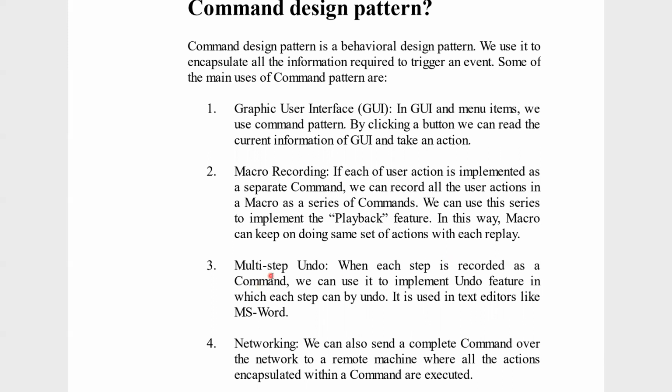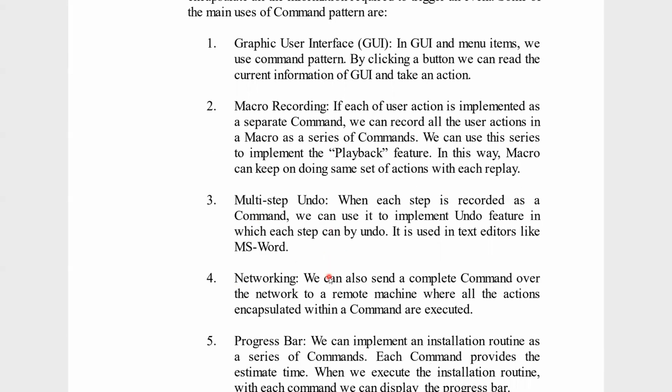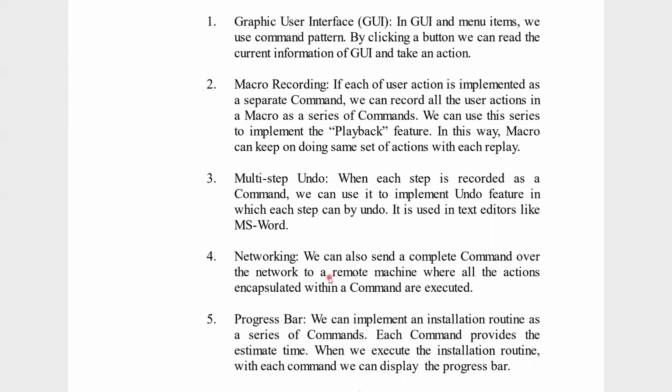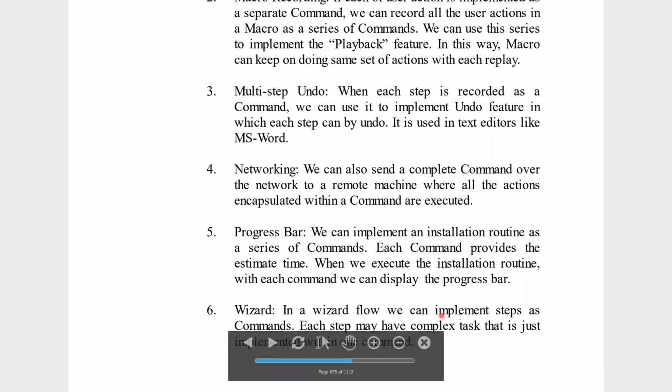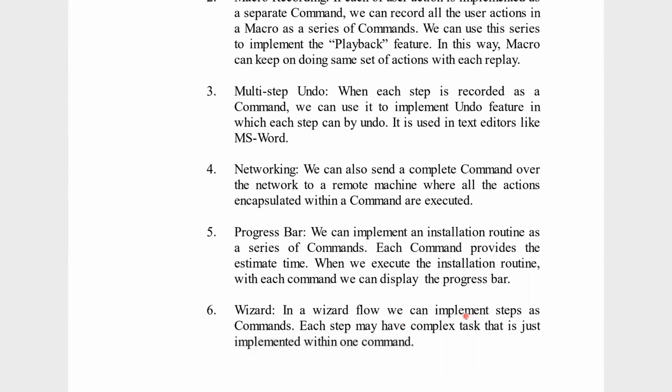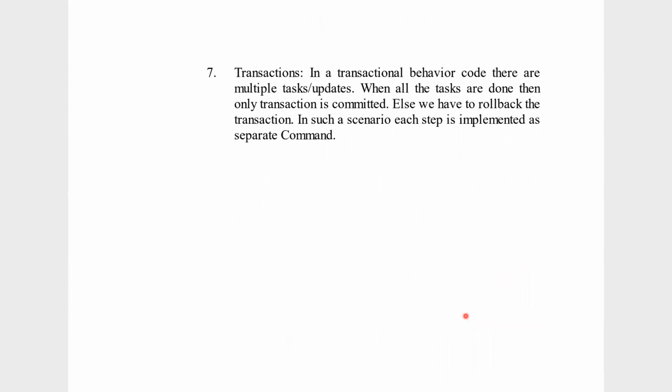Now, multi-step undo can also be a use of command. Networking: we can send a complete command over the network to a remote machine, so that everything can be performed. Progress bar: we can implement an installation routine as a series of commands, and each command will provide an estimated time, which helps. Then a wizard flow can also implement steps as commands. Each step will have a complex task, like do this thing, that's one task, then do that thing, that's another task. So it is a command in that sense.